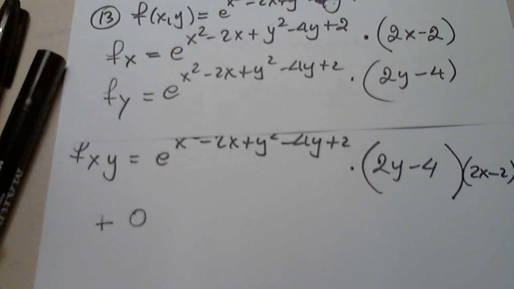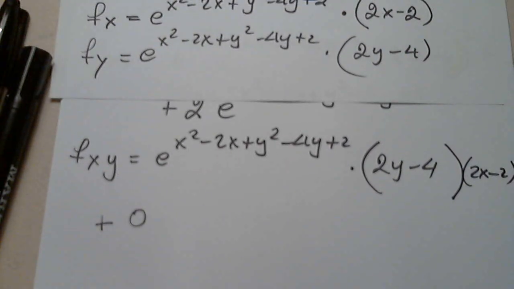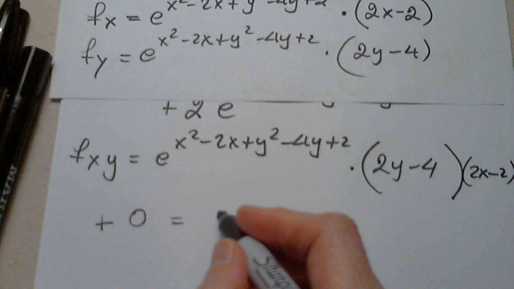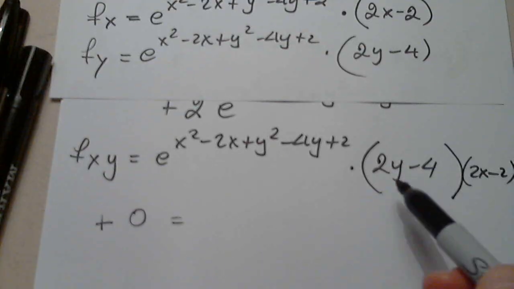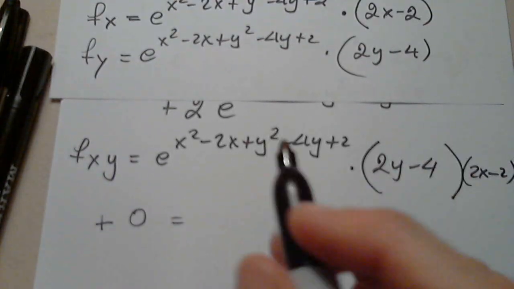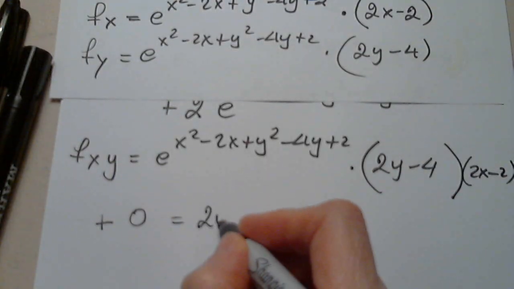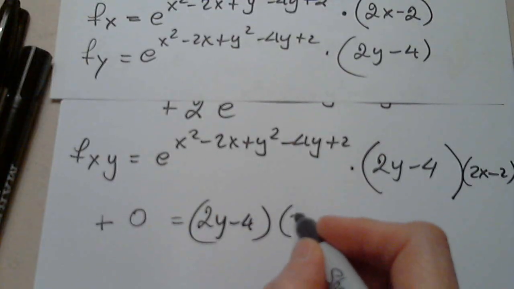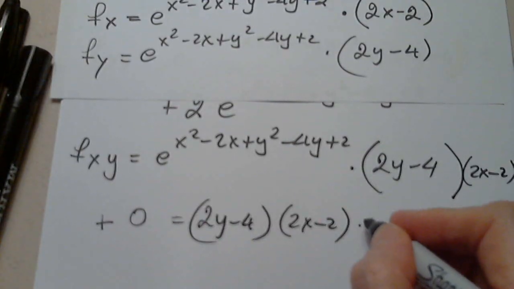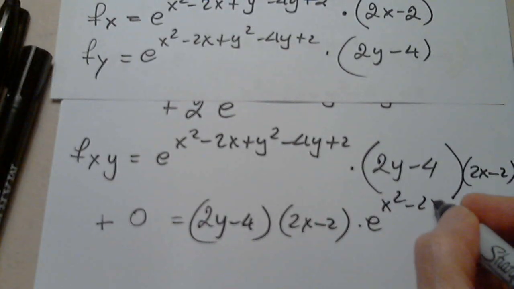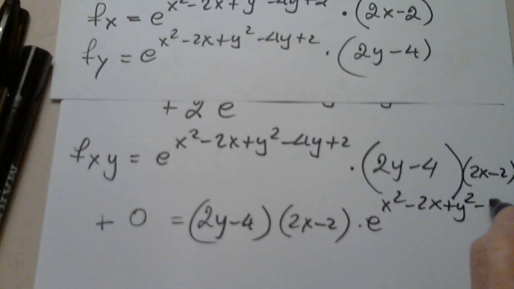Okay, so then the final form of this is, I'm not going to factor. I can factor 2 and 2 from here. I'm not going to leave it alone. So 2y minus 4 and 2x minus 2 times e to x squared minus 2x plus y squared minus 4y plus 2.